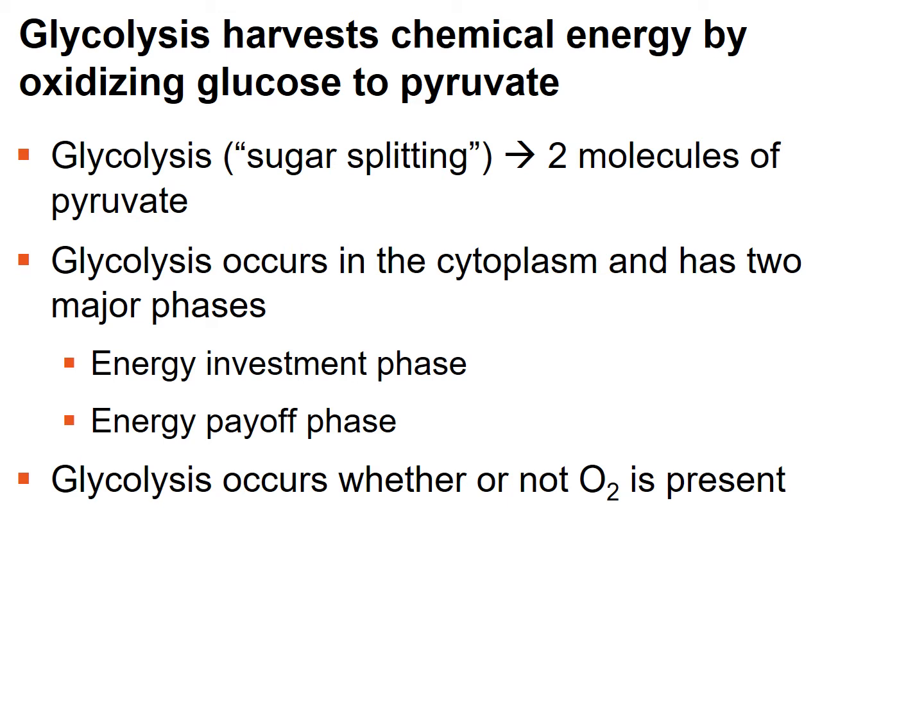Remember, during glycolysis, there's an energy investment phase and an energy payoff phase, and glycolysis occurs whether or not oxygen is present. Now, this is key because fermentation will be the remaining part of the process after glycolysis if oxygen is not present. So, during glycolysis, just a quick reminder, there are 2 NADHs made and 2 ATPs made. For each cycle of glycolysis, that is all.